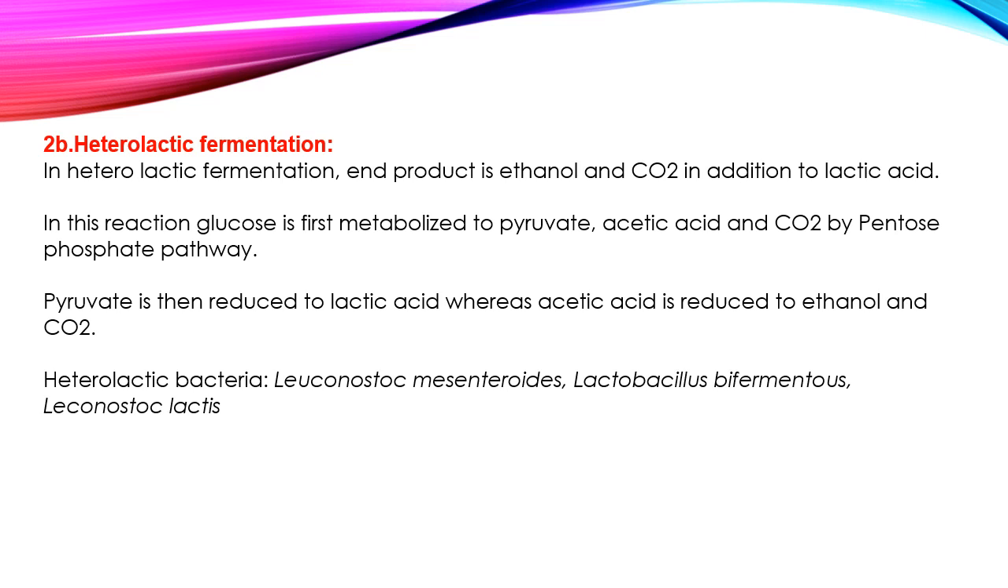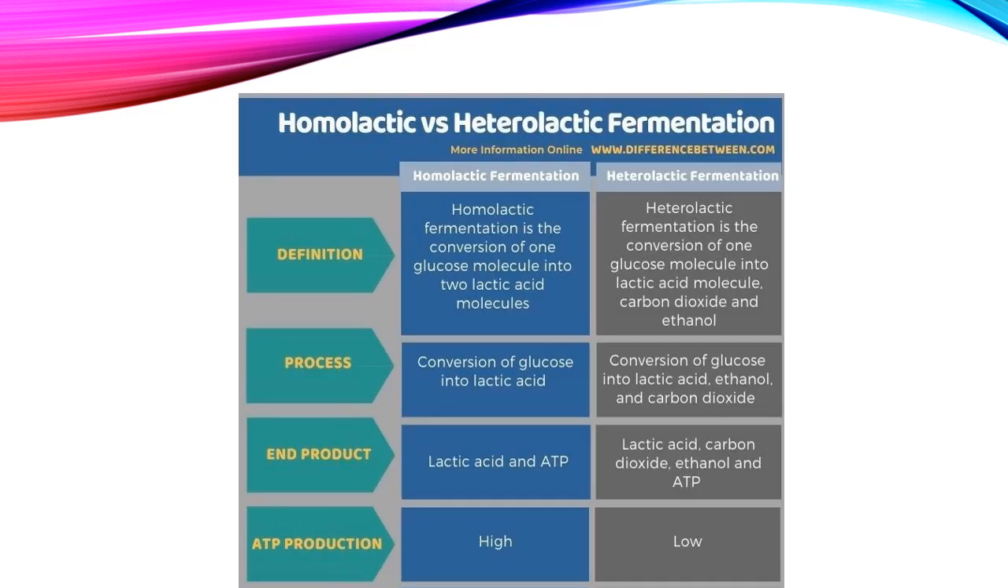Once the pyruvate is formed, it is reduced to lactic acid. But another product which is formed, acetic acid, is also reduced to form ethanol and carbon dioxide. So our end products in heterolactic fermentation are lactic acid, ethanol and carbon dioxide. Okay, I hope the major difference and the pathways which they are following are a bit clear. Students, now let us do a comparative study of homolactic fermentation and heterolactic fermentation.